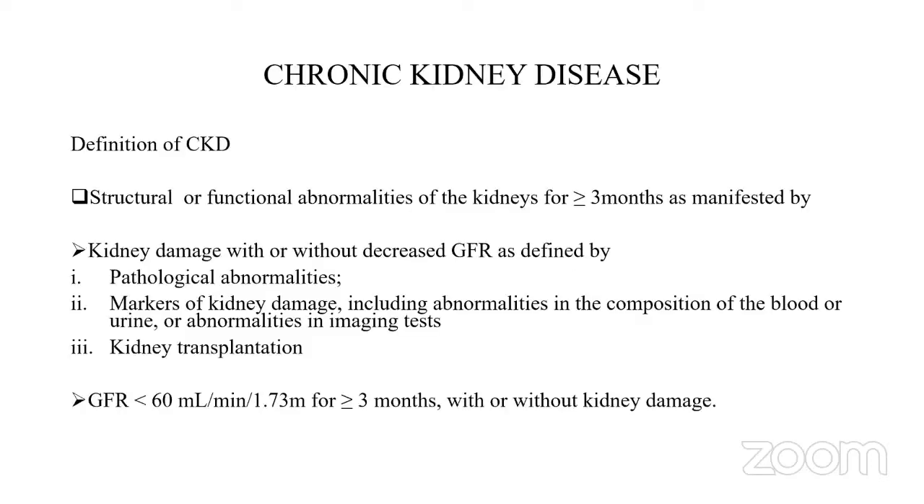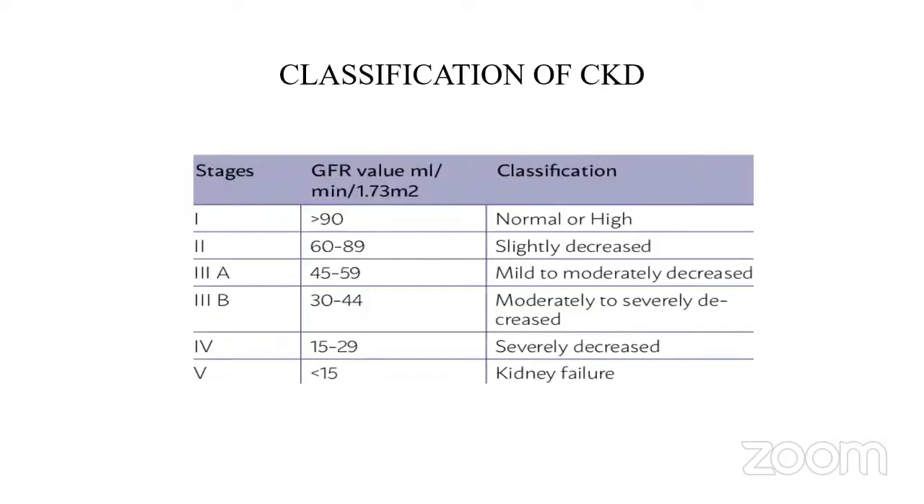Today I'm going to discuss anesthesia for renal transplantation. Chronic kidney disease, according to KDIGO, is defined as structural or functional abnormalities of the kidneys for more than 3 months, manifested by kidney damage with or without decreased GFR, as defined by pathological abnormalities, markers of kidney damage, including abnormalities in the composition of the blood or urine or abnormalities in imaging tests, history of kidney transplantation, or GFR less than 60 ml per minute per 1.73 meter square for more than 3 months with or without kidney damage.